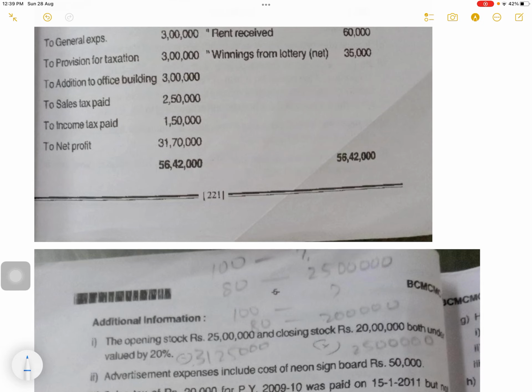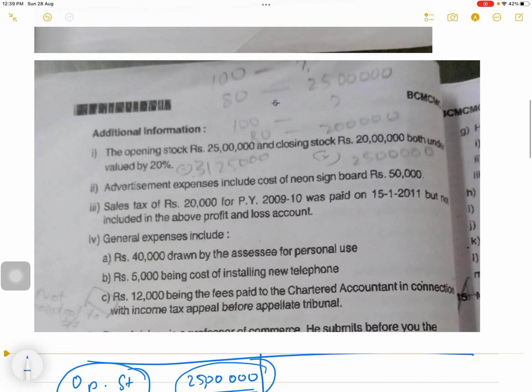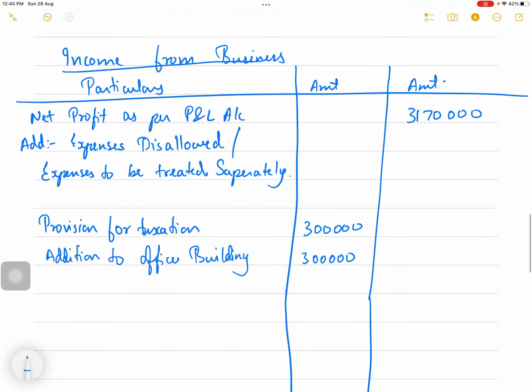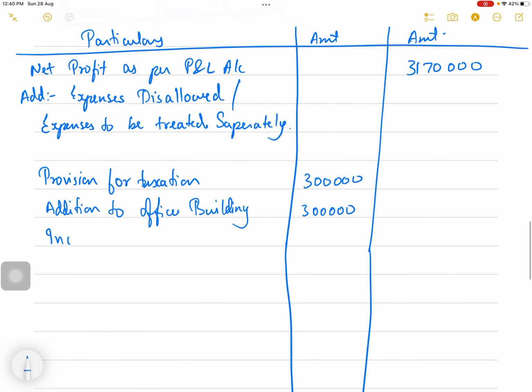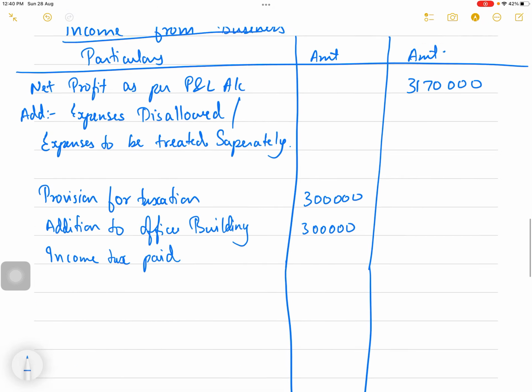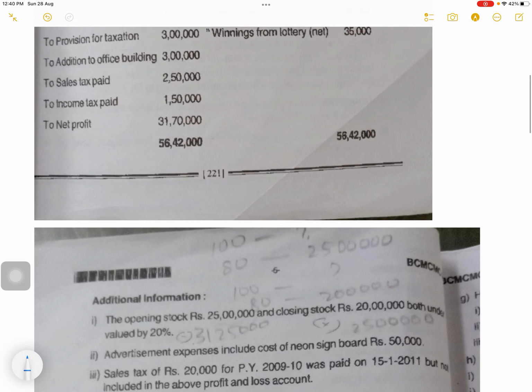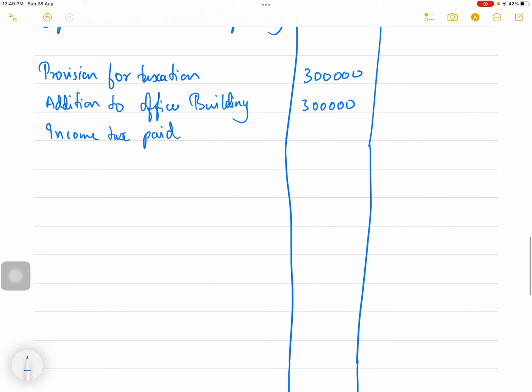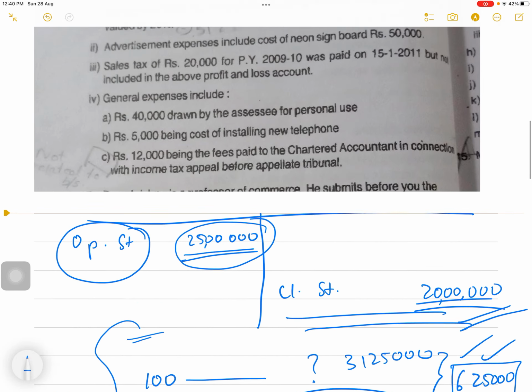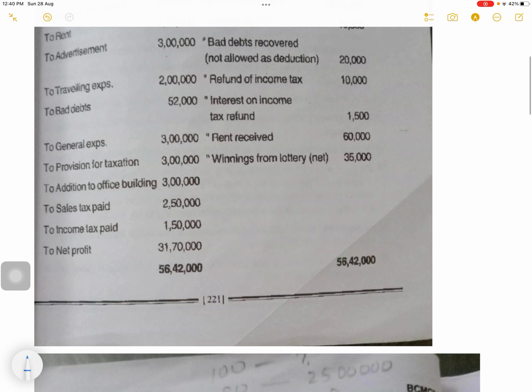Next, income tax paid. The income tax is an application of income. So income tax paid, you will remove it. So you have to add. Income tax paid 1,50,000. If in the question it is given that GST is not paid, then you have to disallow it. Only if it is paid, then it is allowed.